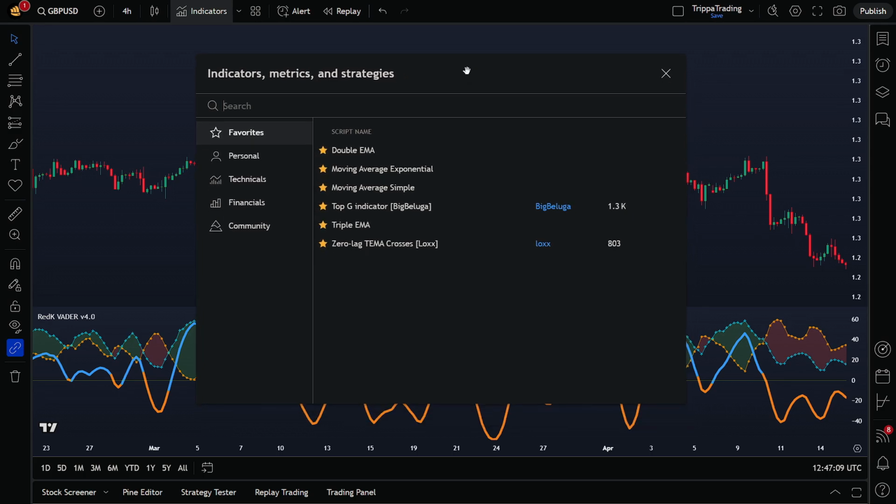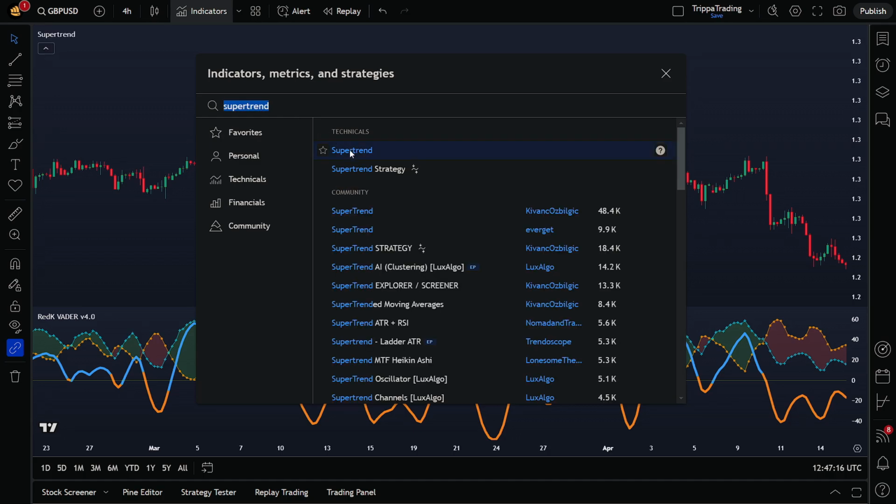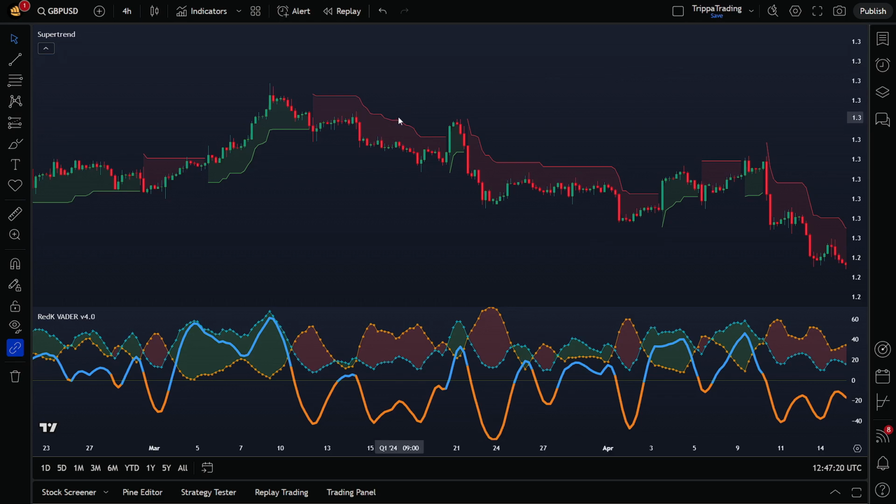To do this, let's add another indicator to our trading chart. Click on Indicators. Search for Super Trend. After that, add this one to the trading chart. The Super Trend indicator helps us confirm the market's overall direction.